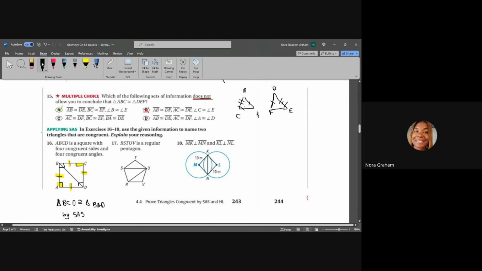Okay. Let's go on to 17. RSTUV is a regular pentagon. Remember, regular polygons are polygons that have all equal sides and all equal angles, okay? So that gives us a hint right there. So let's annotate that. This pentagon is going to have all equal sides and all equal angles. And the pentagon, I believe, has 5 sides. So make sure you're not counting any extra sides or any extra angles.